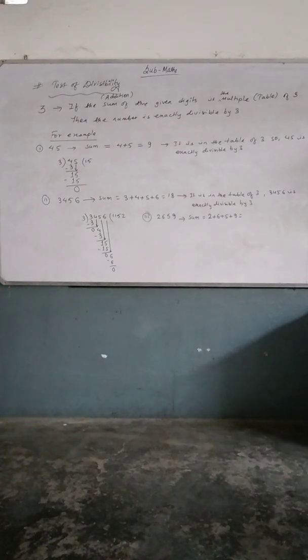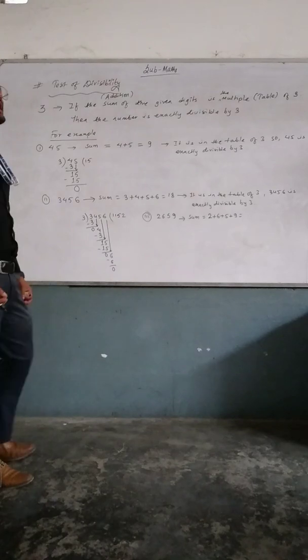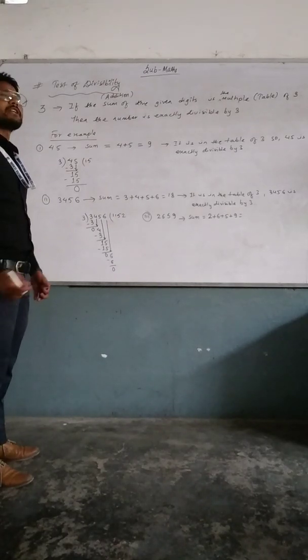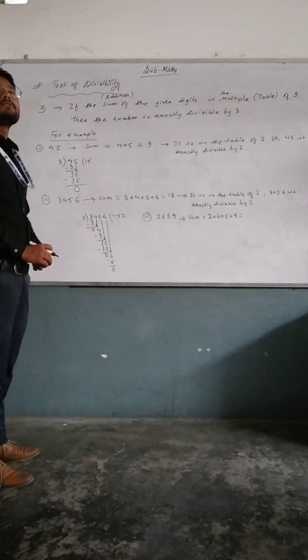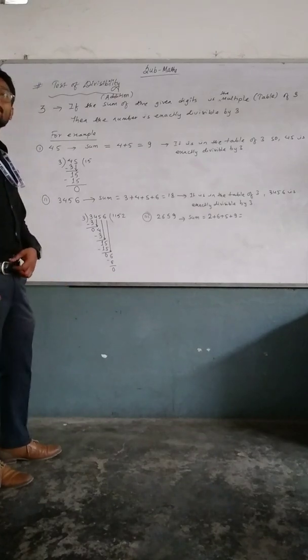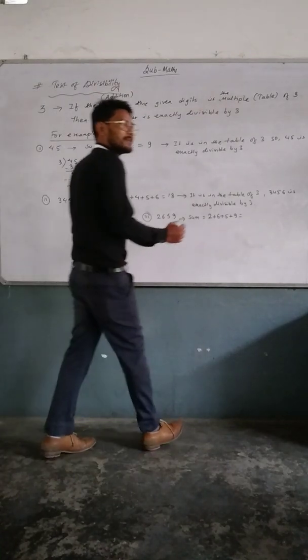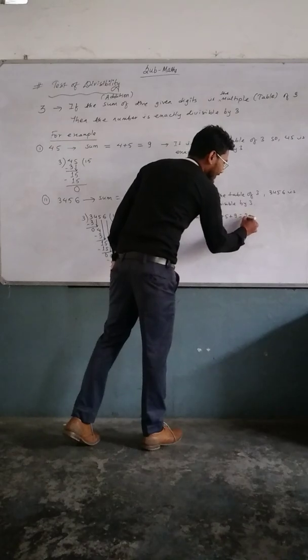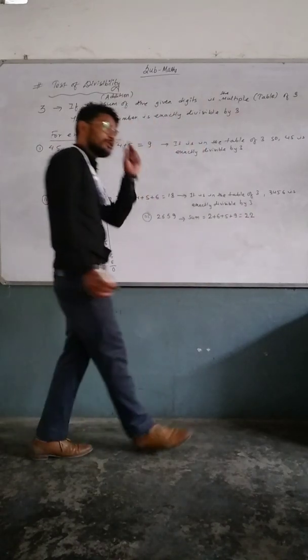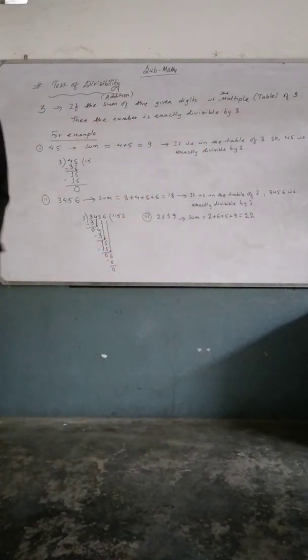2 plus 6 is 8. 8 plus 5 is 13. 13 plus 9 is 22. Very bad, you know the addition? 22. Now you check it. Is 22 there in the table of 3?